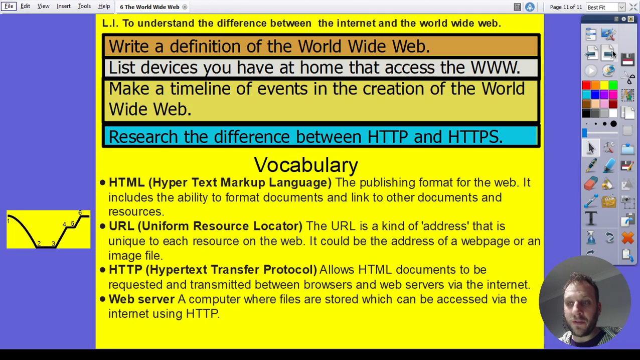The vocab that I've gone over today: we've got HTML, which stands for Hypertext Markup Language. This is the code that is used to create websites. You've got URL, the Uniform Resource Locator. This is the web address that we use to find a website. You've got HTTP, Hypertext Transfer Protocol. This allows the HTML to be requested and transmitted between browsers and web servers via the internet. And a web server is a computer where files are stored and can be accessed using HTTP.